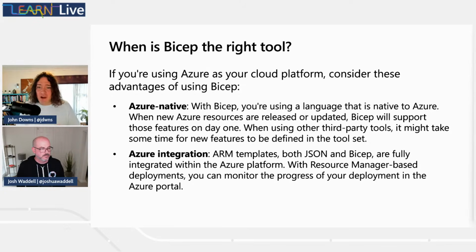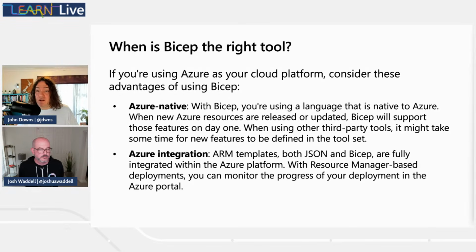So the first one is that Bicep is Azure native. It's been designed by the Azure team specifically for deploying resources onto Azure. So every time new Azure resources are released or updated, Bicep will support those features immediately. We don't have to have a process by which we expose those new features or those new resources to Bicep.